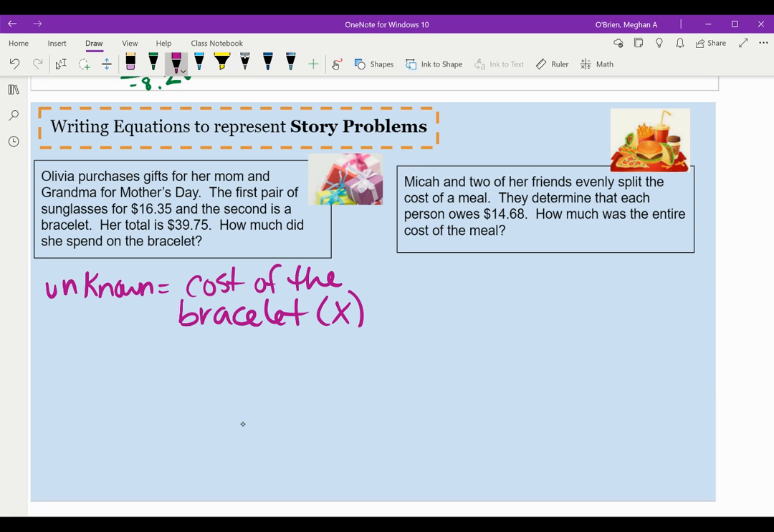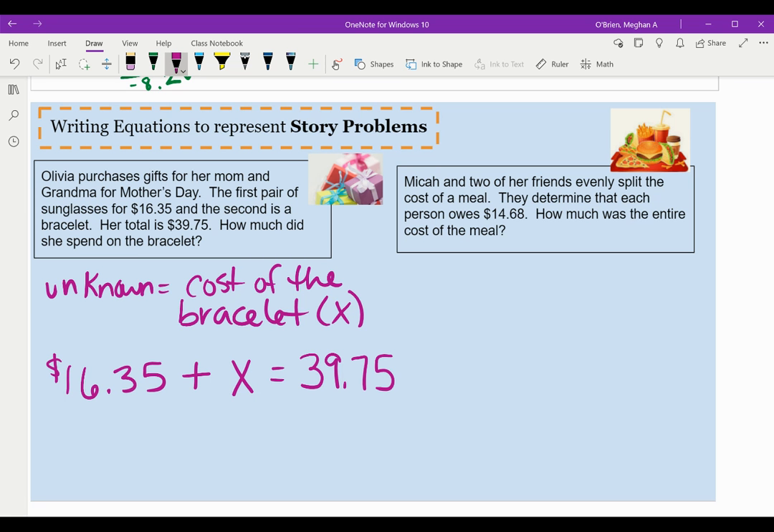She purchases gifts for her mom and grandma. The first pair of sunglasses are priced for $16.35. So that's the first gift she buys. And then the second gift is a bracelet. Oh, so then she buys a bracelet. Do I know the cost of the bracelet? No, I'll call it X. And her total is $39.75. Okay. And then from here, I'm trying to unravel this problem, right?